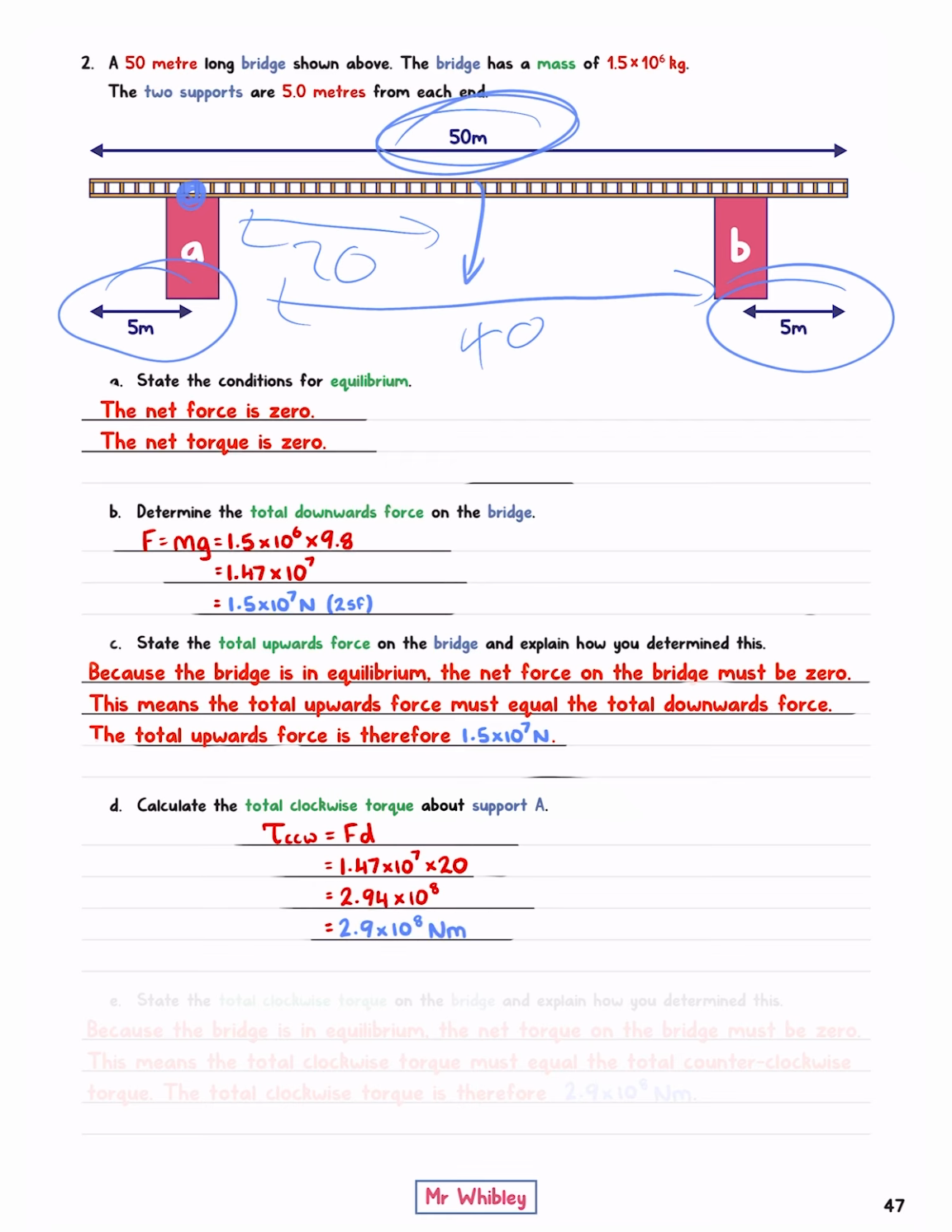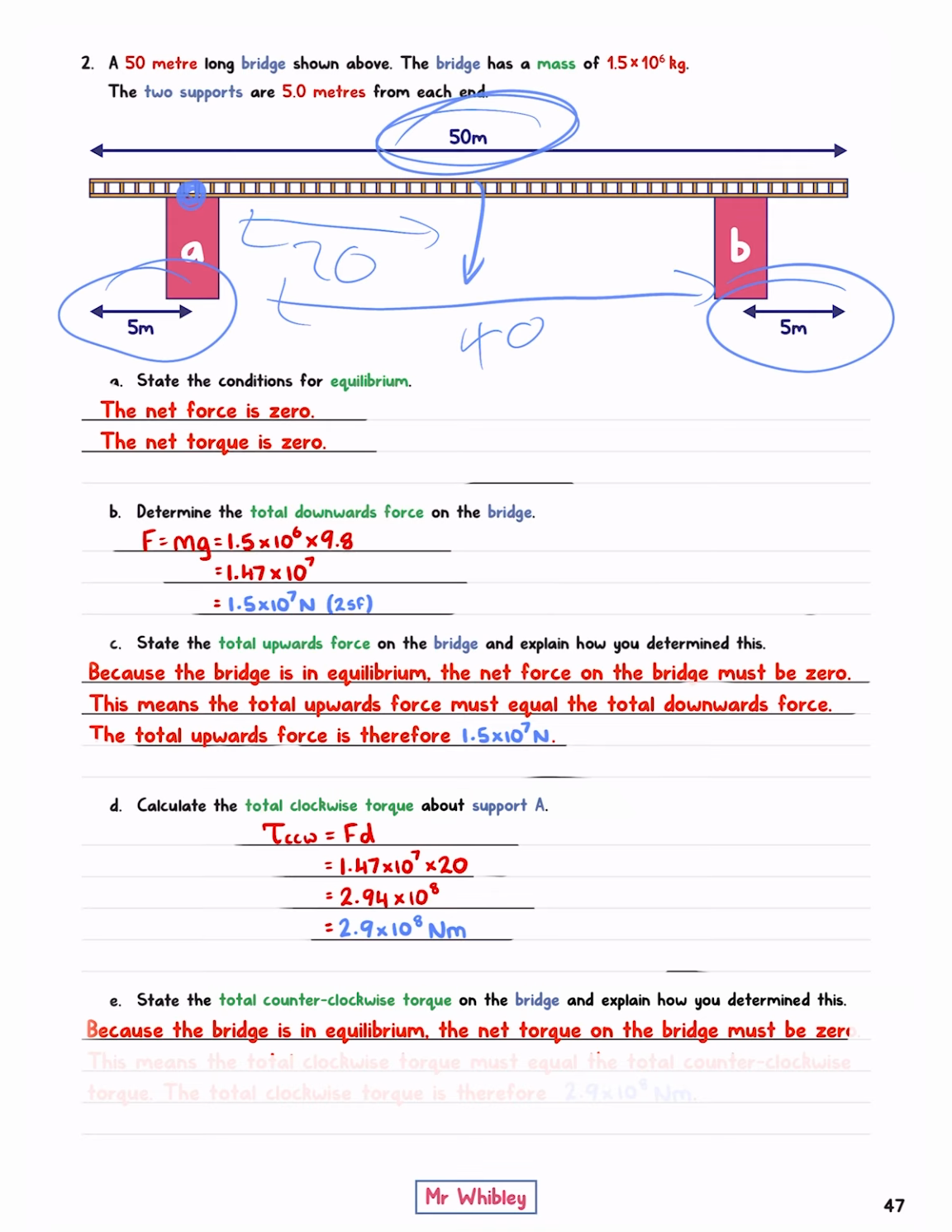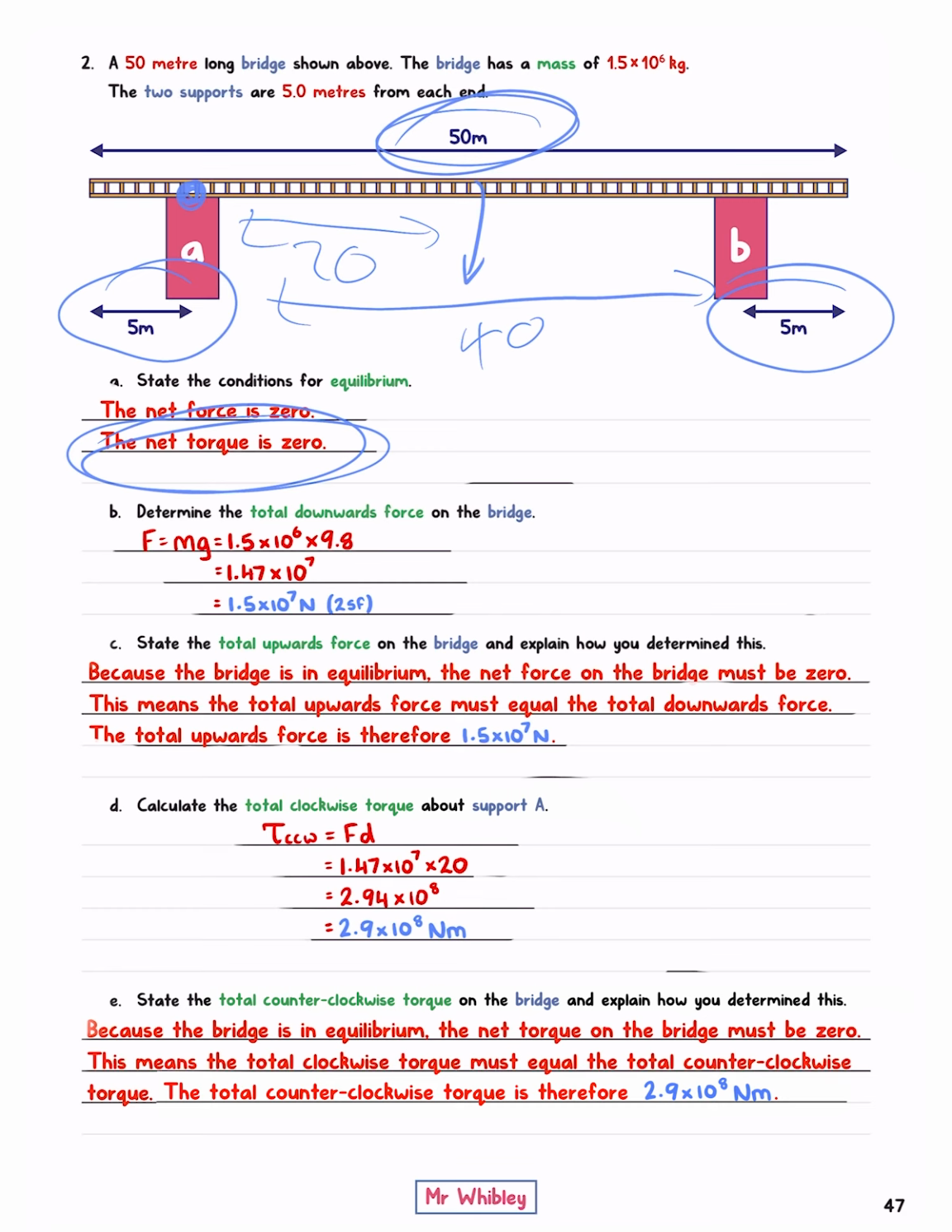State the total counterclockwise torque on the bridge, and explain how you determined this. Because the bridge is in equilibrium, the net torque on the bridge must be 0, given that this is one of our equilibrium conditions. This means the total clockwise torque must equal the total counterclockwise torque. The total counterclockwise torque is therefore 2.9 times 10 to the 8 Newton meters, the same as what we found in the last question.